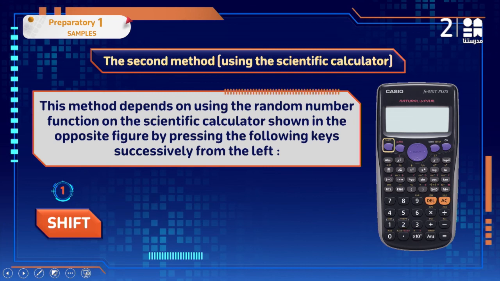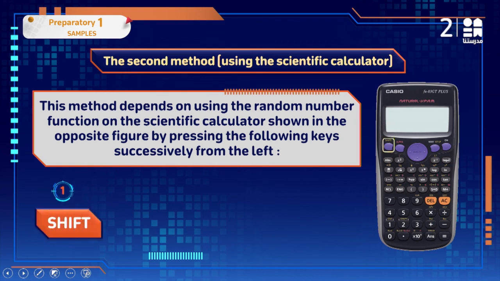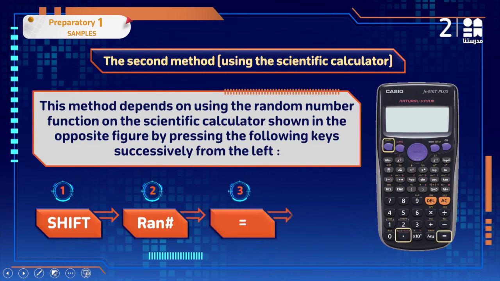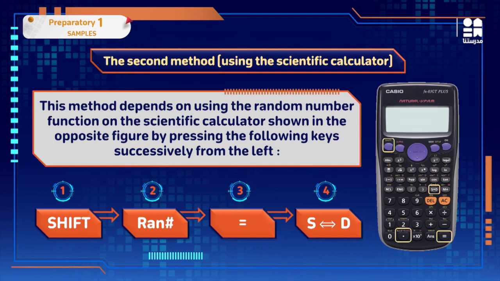I'm going to return back to the calculator. Yes, this is our calculator. I need to pick some numbers by using the calculator. Here we have the first step. Click on Shift. Second, Ran, then equal, then SD. You will get a number. Write it. Then do the same step again. Shift, Ran, equal, SD. You will get another number. Then write these numbers. That is the way to select by using the scientific calculator.